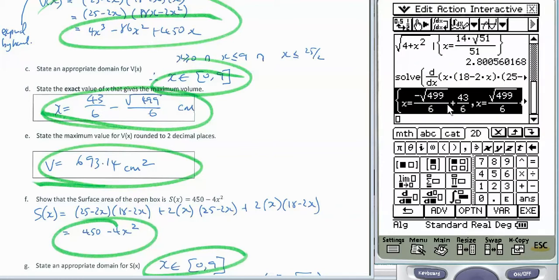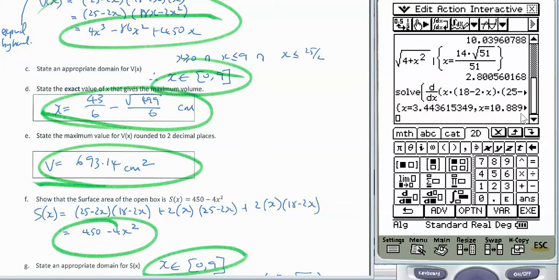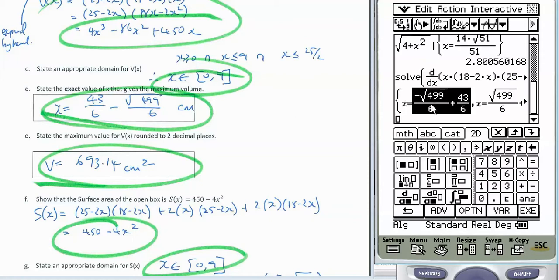which gives me two expressions, 43 on 6 plus or minus the square root of 499 on 6. Now, those two answers I'm going to double check and see which one sits between 0 and 9, and it's this first one. The second one is 10.9, and that's outside my domain. So I'm going to be looking for 43 on 6 minus the square root of 499 on 6.